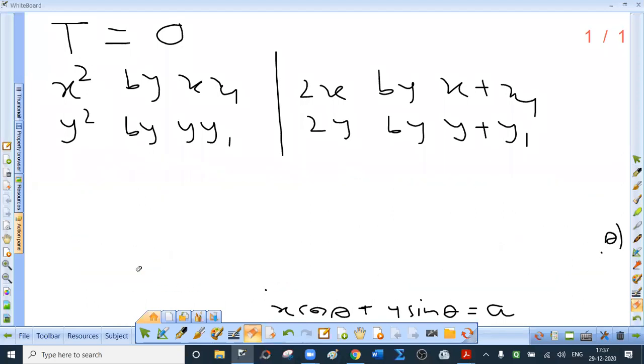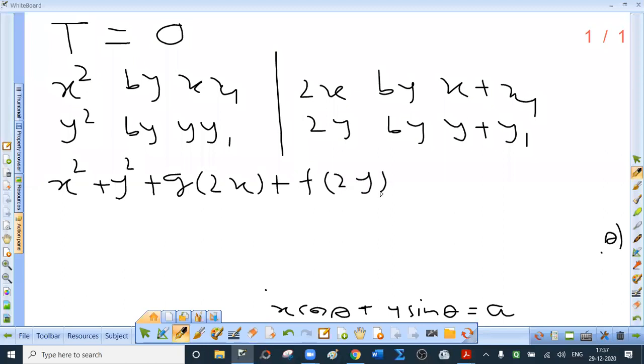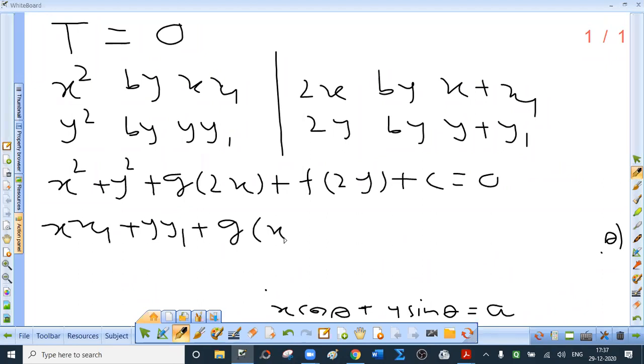Suppose we consider the general circle. See, that equation can be written as x square plus y square plus 2gx, but 2gx is g into 2x, 2fy is f into 2y, plus c equal to 0. Right? Now, as per this notation, what is the equation of the tangent? xx1 plus yy1 plus g into (x plus x1) plus f into (y plus y1) plus c equal to 0.